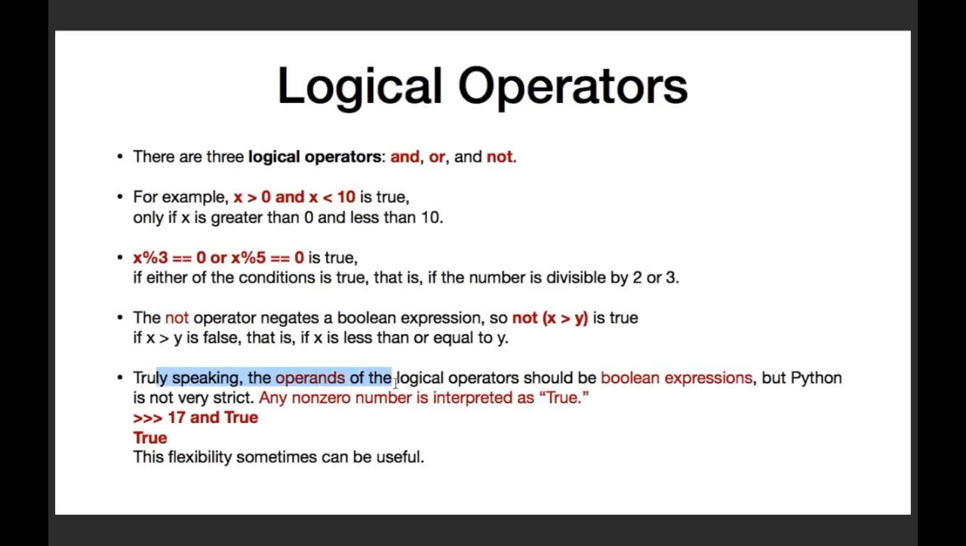Truly speaking, the operands of the logical operator should be Boolean expressions, but Python is not very strict. So any non-zero number is interpreted as true. So in this example, 17 and true, it's supposed to give us true and it is giving true because any non-zero number is interpreted as true. So 17 is going to be interpreted as true. Here both these are true, so it's going to give us true. So this is the flexibility sometimes we can use.